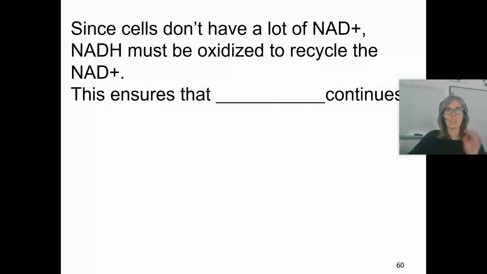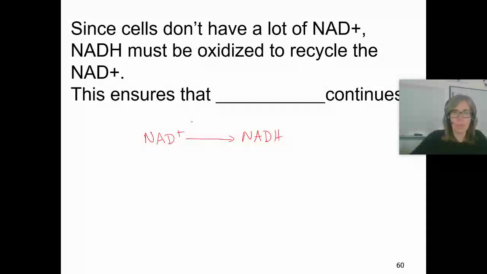All right, so since cells don't have a lot of NAD, the NADH has to be oxidized to make more NAD. So what does that mean? Okay, so NAD is the same molecule as NADH, except this one has some extra electrons, right? So this one can take a couple of electrons and hydrogen, right? It can pick them up and become this. So NAD plus and NADH are really the same molecule. It's just that one has the extra electrons and one doesn't.